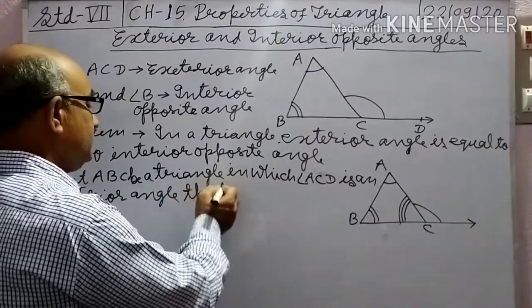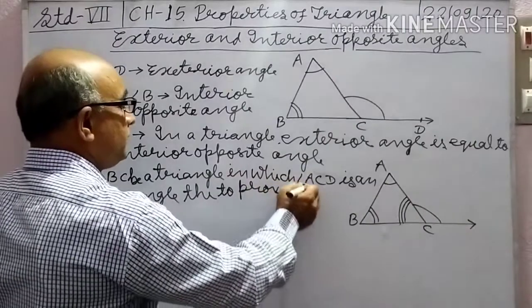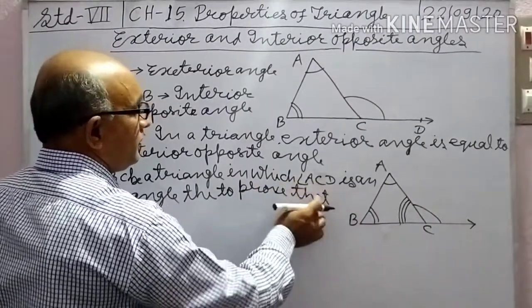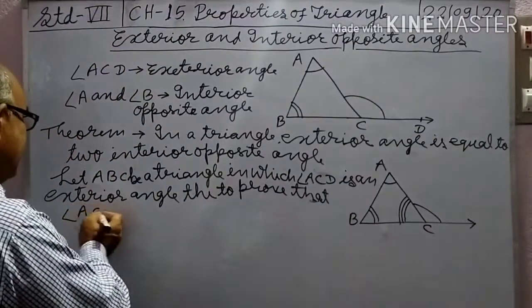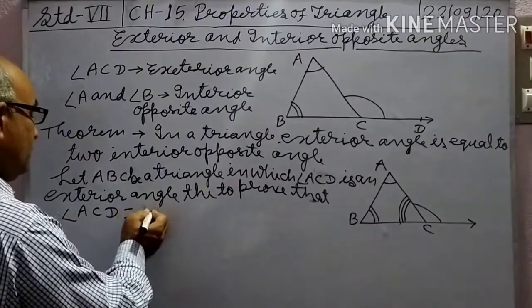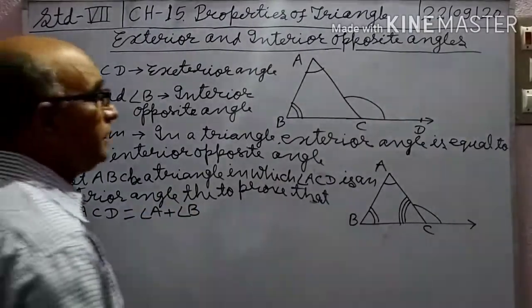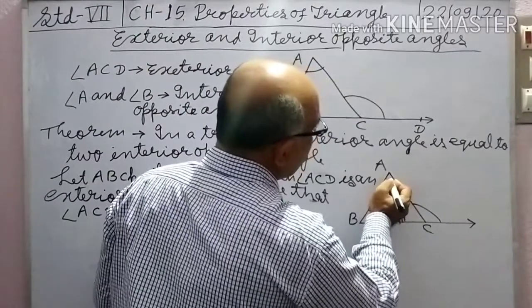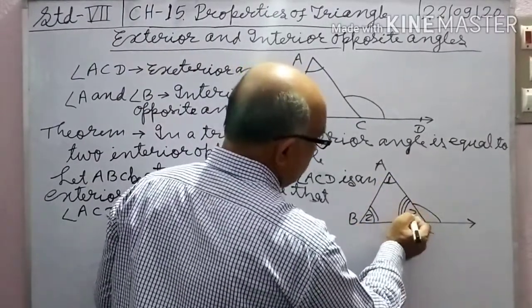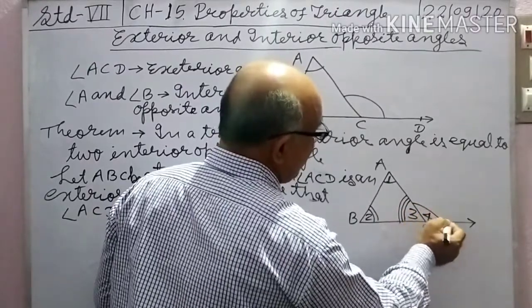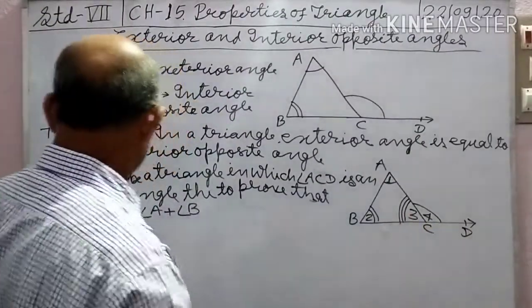Then to prove that angle ACD equal to angle A plus angle B. Suppose angle A is angle 1, angle B is angle 2, angle C is angle 3, and exterior angle ACD is angle 4.